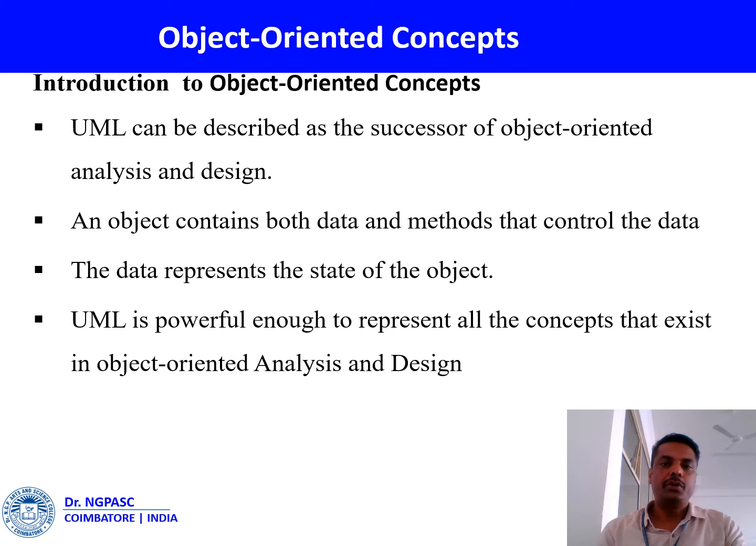Now we can see the object-oriented concepts. These come from some of the UML concepts included in the process. The UML can be described as the successor of object-oriented analysis and design. An object contains both data and methods that control the data. The data represent the state of the object. The UML is powerful enough to represent all the concepts that exist in object-oriented analysis and design.